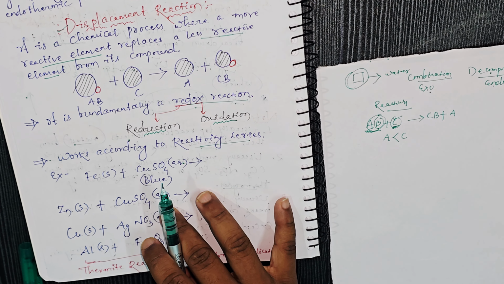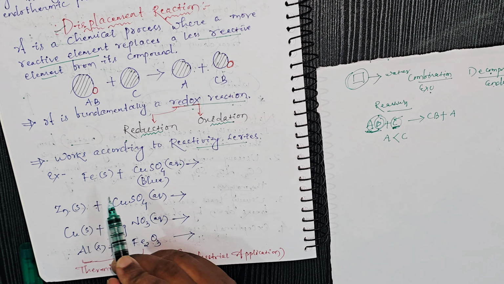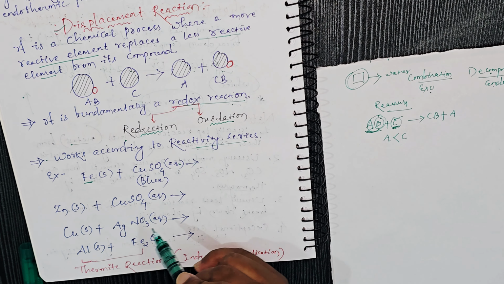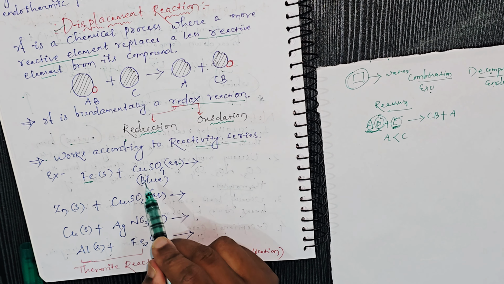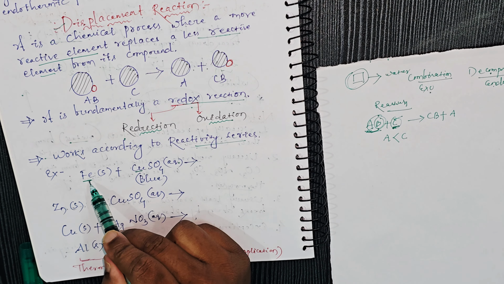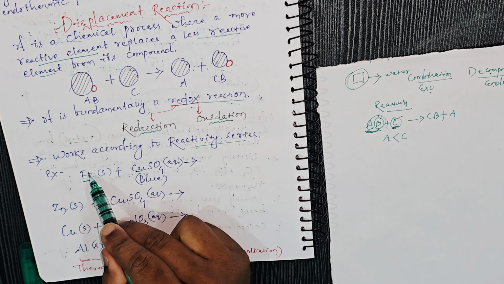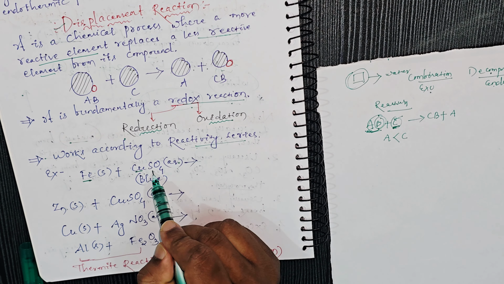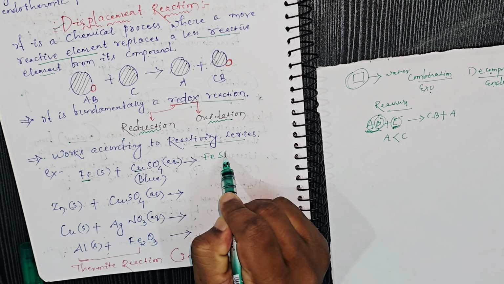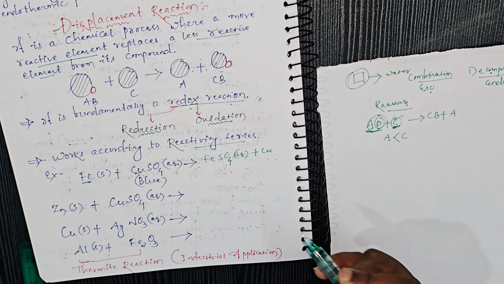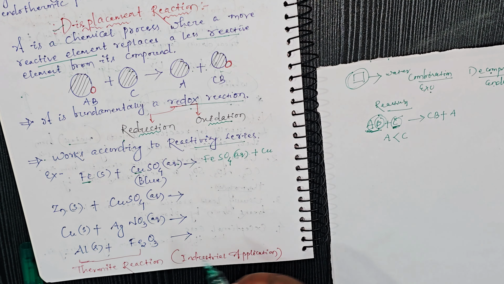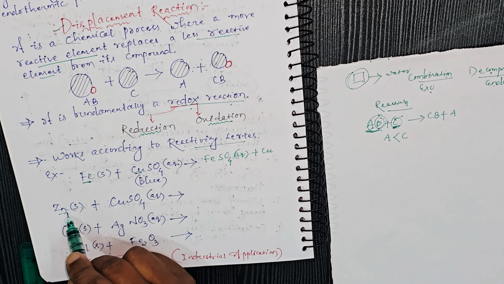Now a couple of examples I have brought for you. Let's see how we can see that. I have taken iron in the solid state, it's a metal, along with copper sulfate which is aqueous and blue in color. Since copper is less reactive than iron, iron has the ability to take the sulfate. It becomes iron sulfate, FeSO4, in the aqueous solution. Then copper will be separated out. I hope this is clear. Similarly, zinc plus copper sulfate. Zinc is more reactive than copper, so it gives rise to zinc sulfate plus copper.